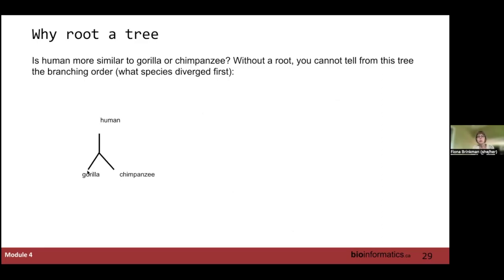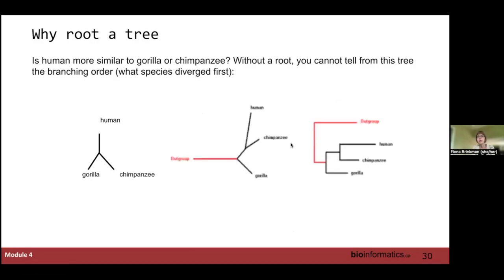You've got human, gorilla, and chimp, and you want to know which is more related. Again, you can add an outgroup of a non-primate species, and you can see that human and chimpanzee are more related to each other than they are to gorilla. Okay.